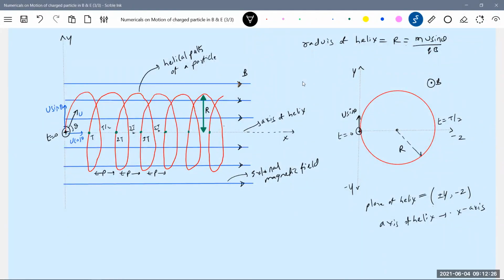Then what is this pitch? The distance between these points where the particle touches the x-axis is called the pitch. So how to calculate that? The pitch is given by u cos theta into (2T minus T).